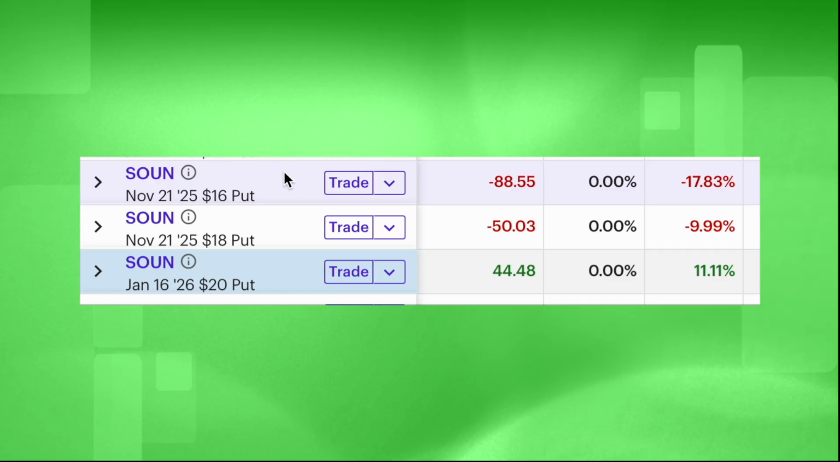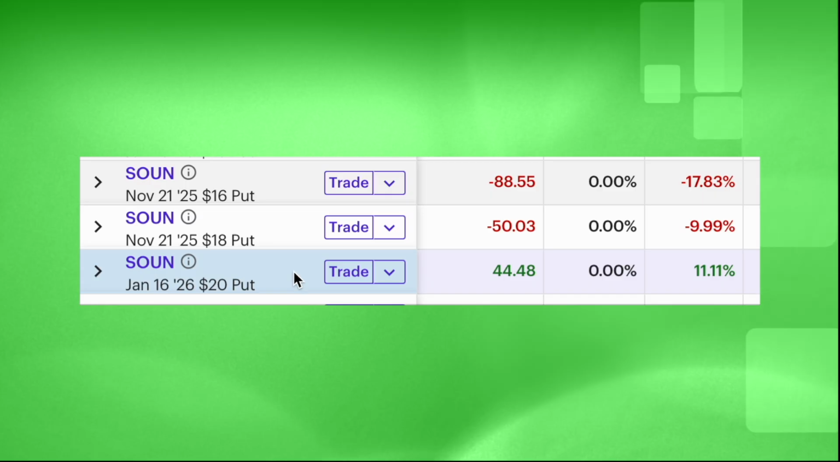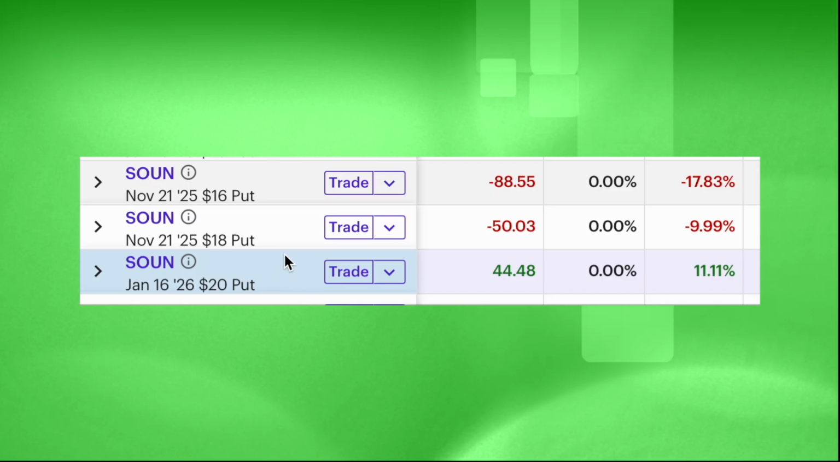So from these three, we see that this one is blue. That means it is in the money. So when this expires on January 16th, 2026, and if it's still blue, I will be liable for those shares. And like I said, I don't want to be liable. I will sell this. So be careful not to be liable for the shares when something is in the money.